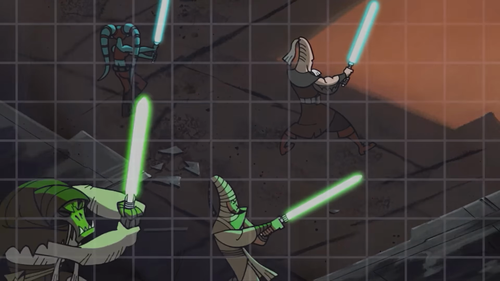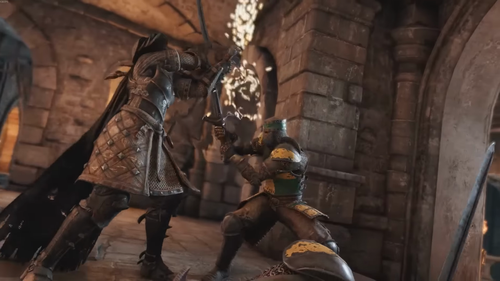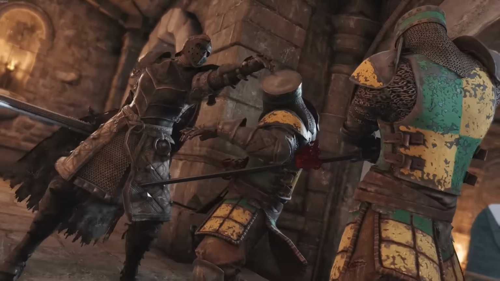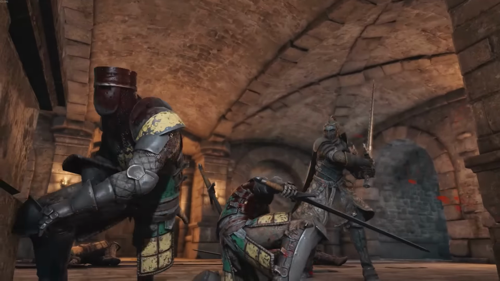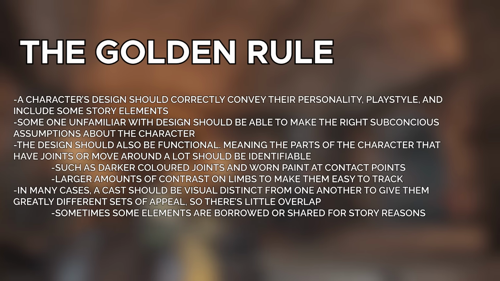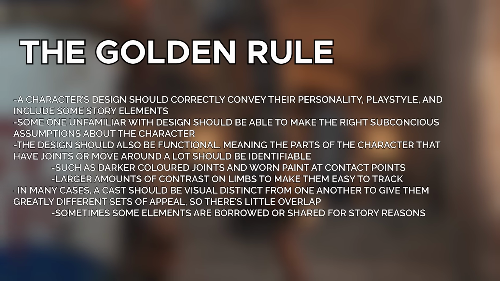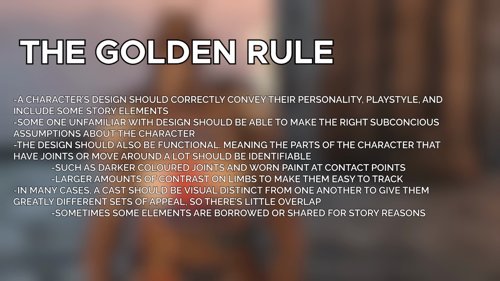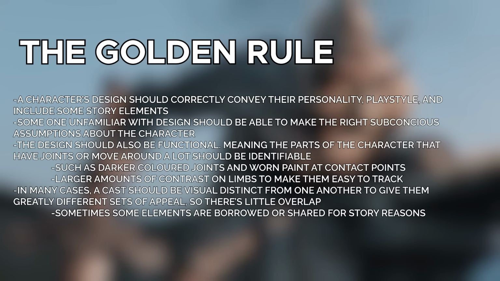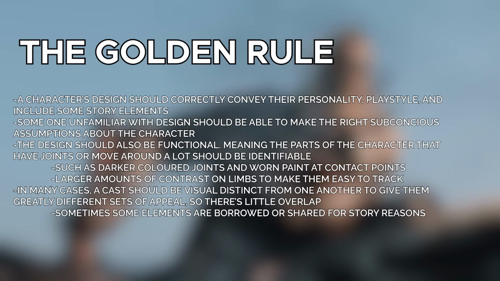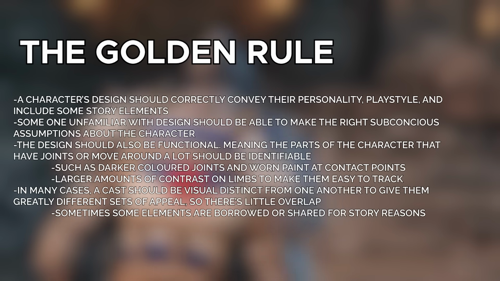The golden rule and what makes a bad design. The golden rule of character design is that the design should successfully convey the idea of the character's inferred personality, gameplay, and story aspects visually, while also being functional at the same time. The whole point of a character's design is to get your audience to subconsciously infer things, even if they're not familiar with the medium or all the little tricks and details that go into making a character.